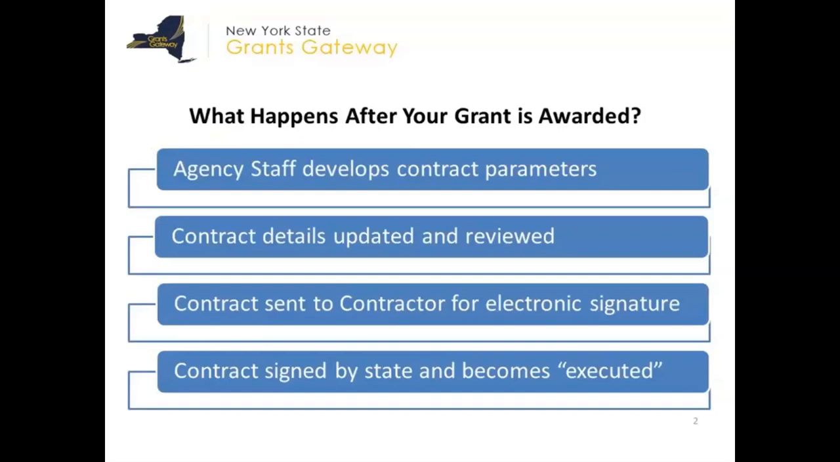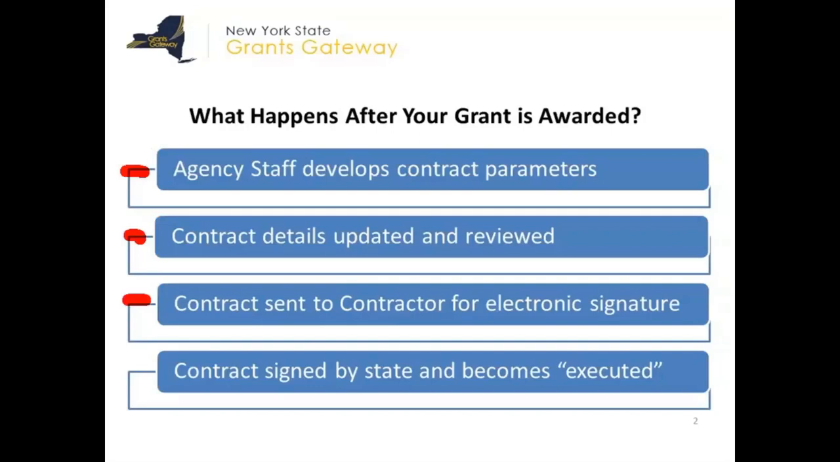So the agency staff have developed contract parameters behind the scenes, and their contract details need to be updated and reviewed. That's a step we're going to be focusing on today. The updating and the details of the contract, the budget, the work plan, and attachments that you need to provide. Once that's done and it's been reviewed and everybody's happy with the way your contract looks, it's now time to send it to get signed.